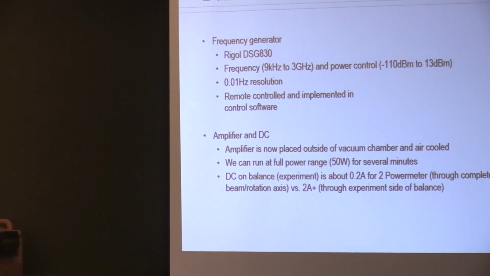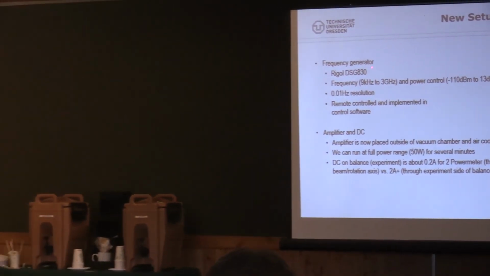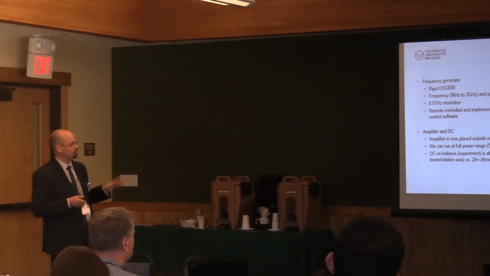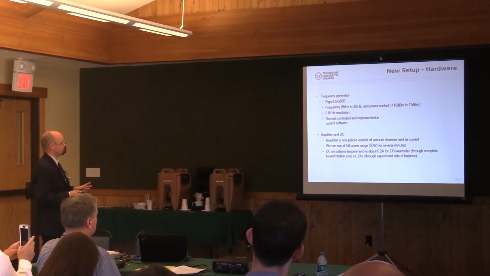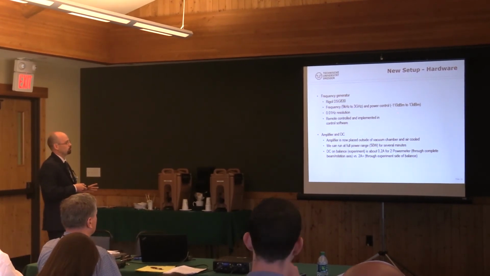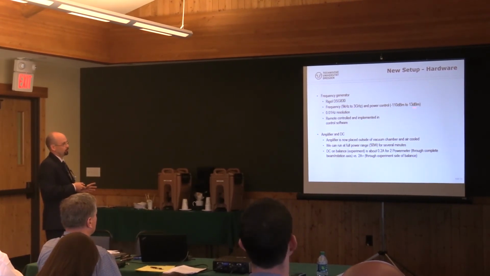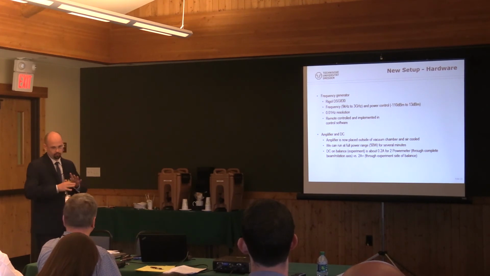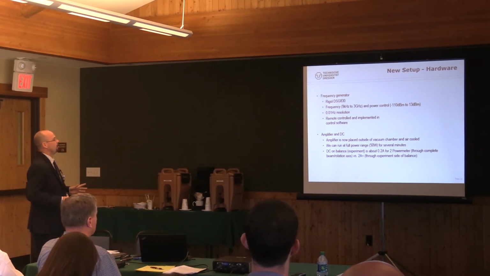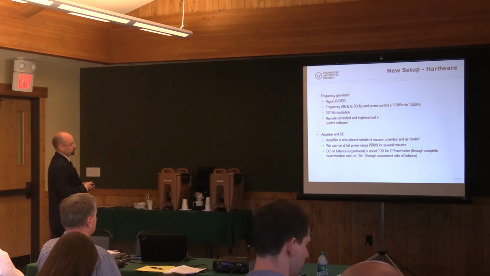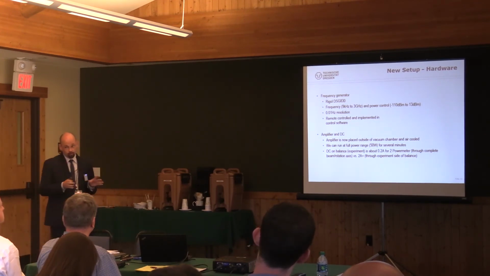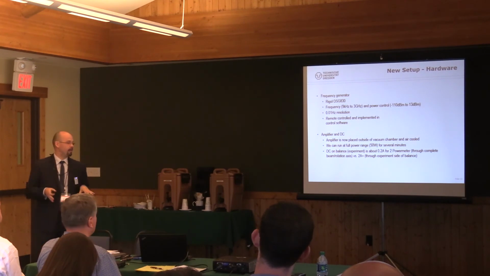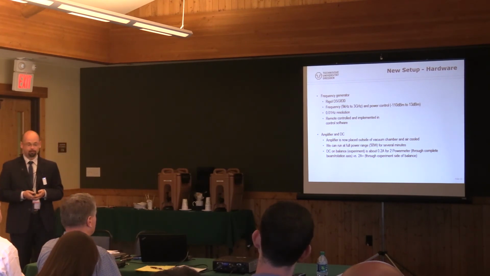As I already mentioned, our frequency generator is a Rigol DSG 830. We have a frequency range now of 9 kHz to 3 GHz, so I can deliver all frequencies to my amplifier. We have power control from -110 to 13 dBm, so we can use the whole power range of my amplifier. This frequency generator has a resolution of 0.01 Hertz. It can be remote controlled and is at the moment implemented in the control software of our balance.